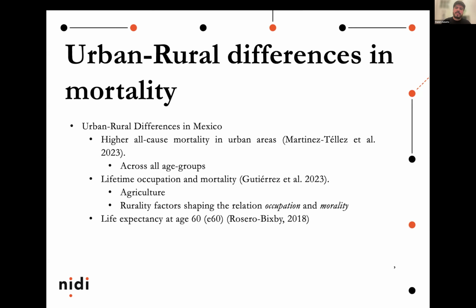But in terms of life expectancy, there are not so many estimates, though there is one from Luis Rosero Bixby that, although it was not the main goal of the paper I'm citing here, shows results for life expectancy at age 60 between urban and rural areas using the Mexican Health and Aging Study from waves 2001-2012. What he found is that in urban areas, there is a lower life expectancy at age 60, on average 2 years lower for males and 1.8 years lower for females.